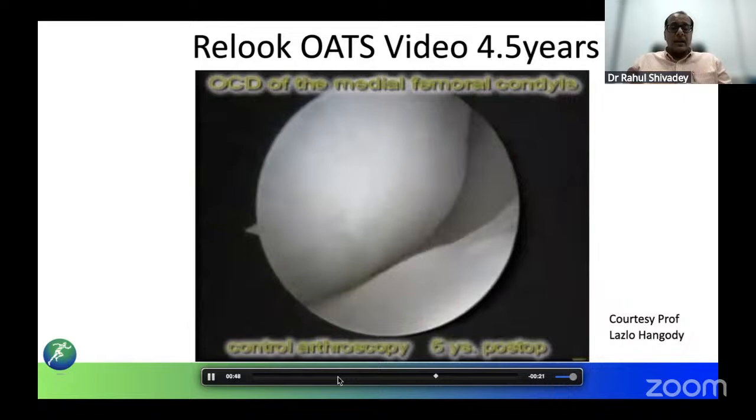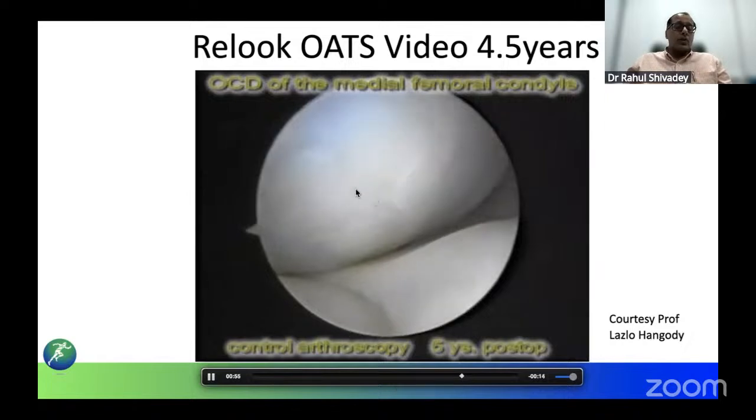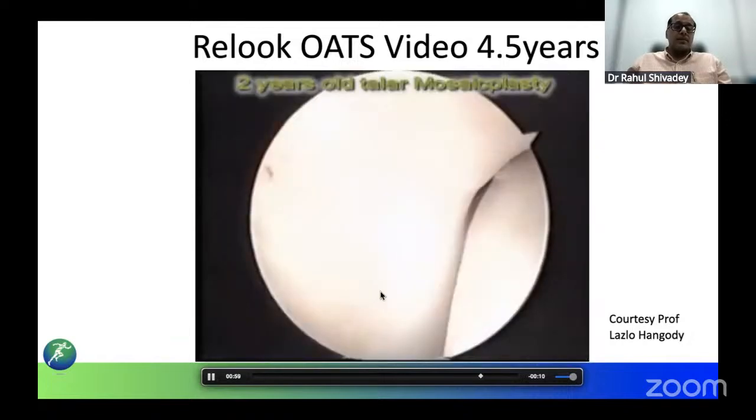This is another case, which is a 5-year post-op. As you can see, with 5-year post-op, such beautiful results, no chondral changes on the tibia, no meniscal injuries. And this is something for the talus.